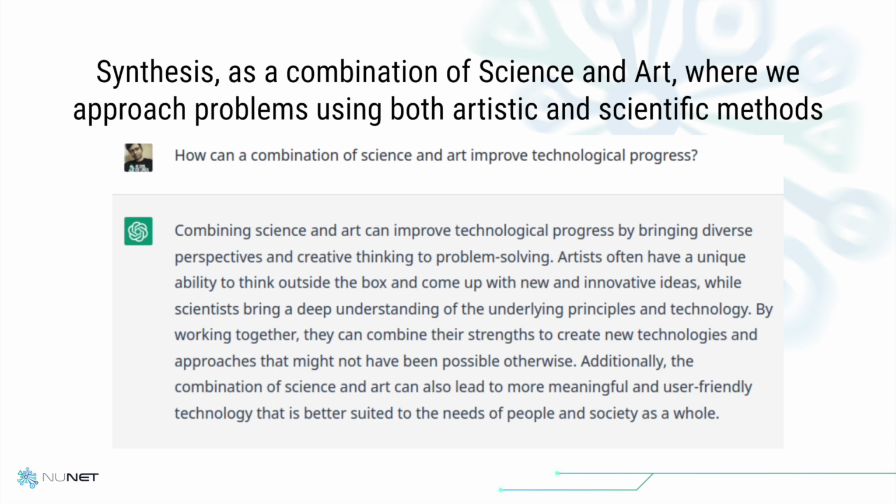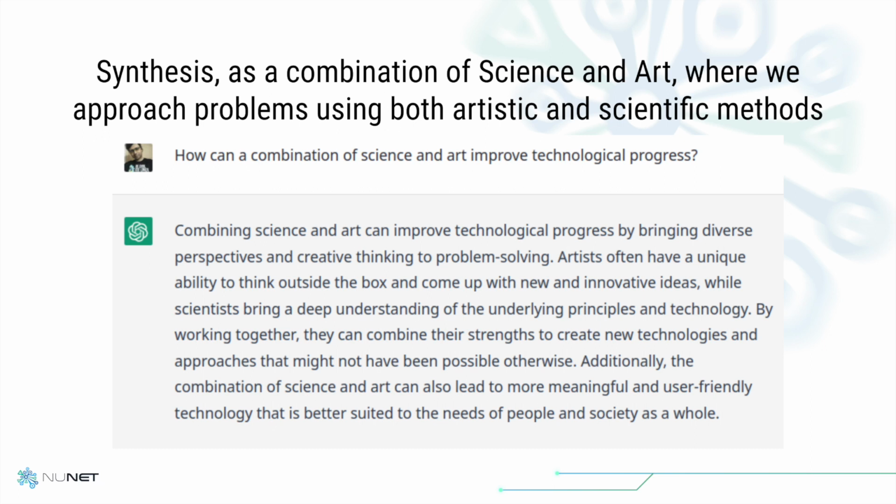That's what I conclude in this next slide: we can call it synthesis, which is a combination of science and art, where we approach problems using both the artistic and scientific methods. So when we ask this question to ChatGPT, what does it say?